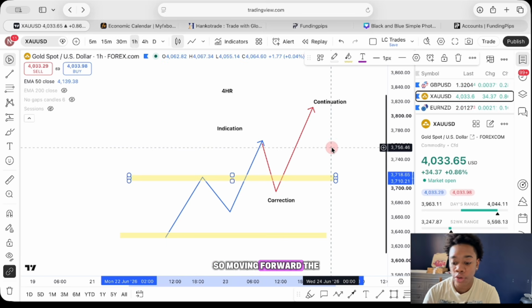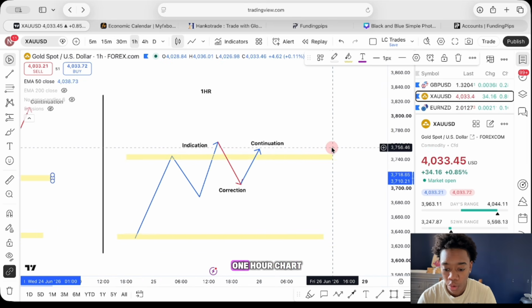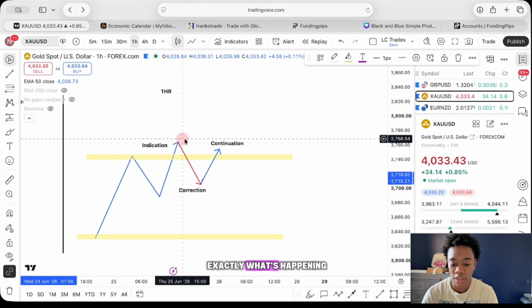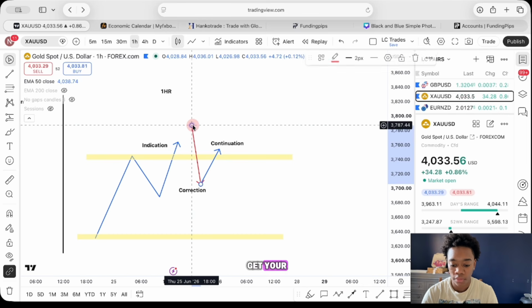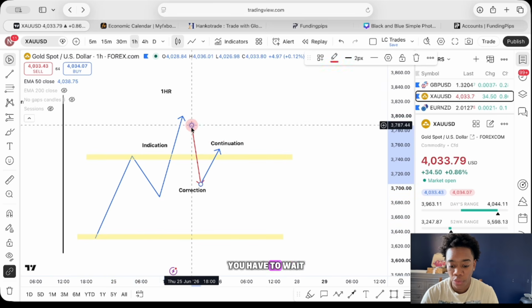So moving forward, the next part of this is you have to scale down, right? To get your entries, you must scale down. For the most part, I'd say 98% of the time you want to scale down. That is why we have our 1 hour chart, so we can see exactly what's happening, right? So once you get your indication, you have to wait for your correction.